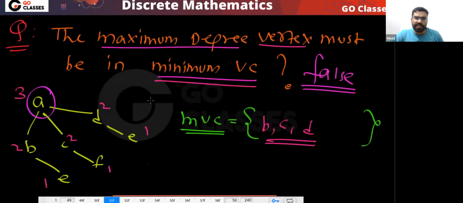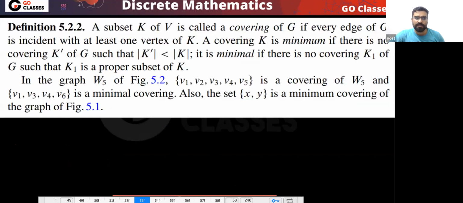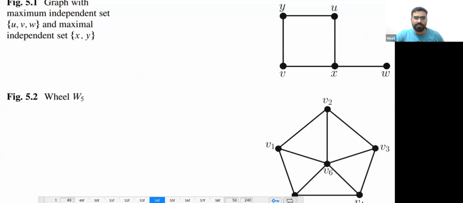Actually, you can very easily create a counter example like this. Make a maximum degree vertex, and then just make sure that you don't take it in the minimum vertex cover. Very simply, you can do this. Okay, so this is the idea.